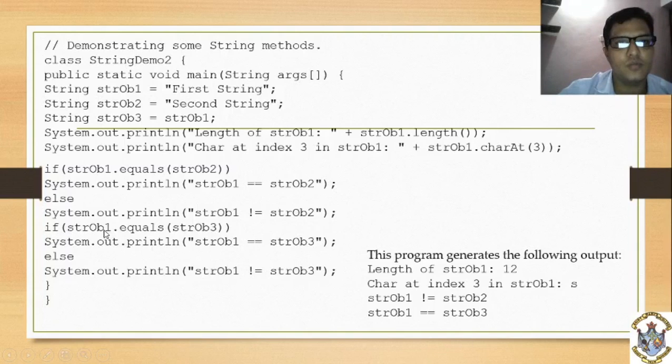What is the value of strOb1? First string. strOb1.equals(strOb3): in strOb3, what am I storing? strOb1. So both consist of the first string. First string is equal to first string.